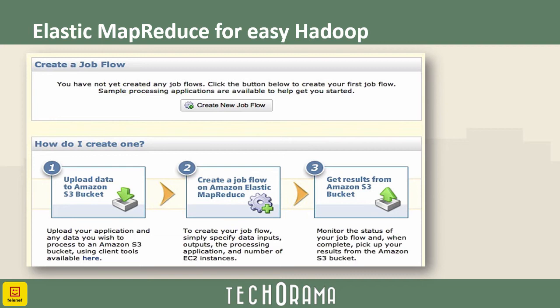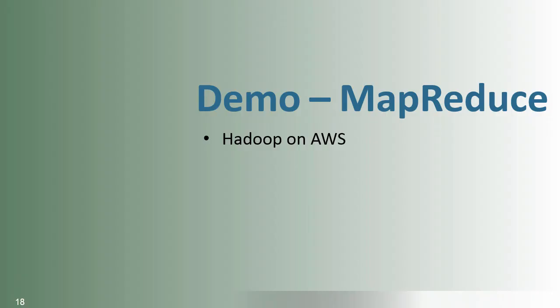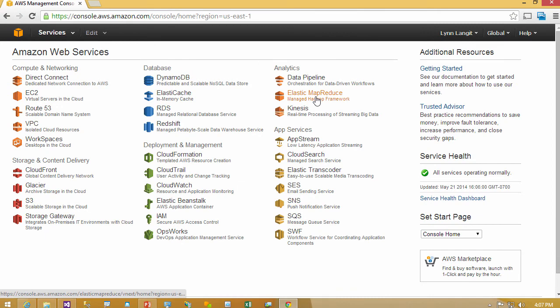And then the difference is when it's done, you put the results back into the S3 bucket. So it really is just a bunch of EC2 instances that do the work for you, do the heavy lifting. Let me show you how this works. So you go to the analytics section and you go to Elastic MapReduce.